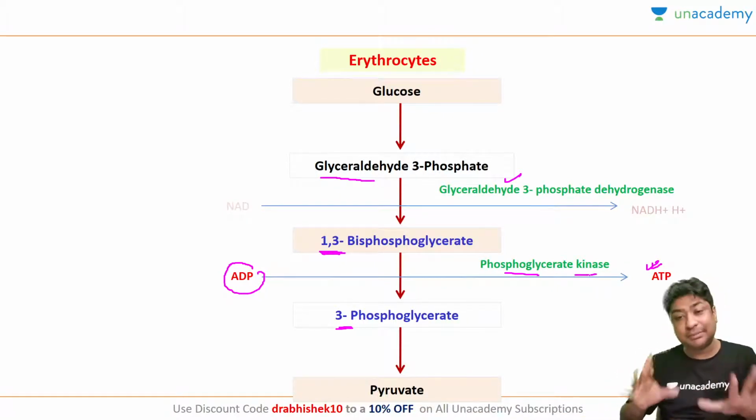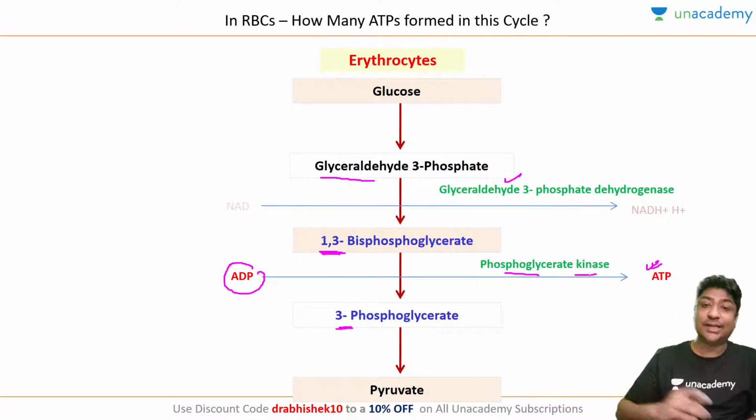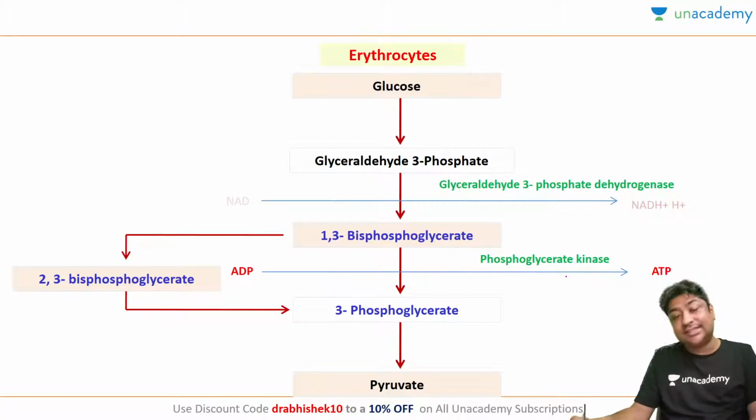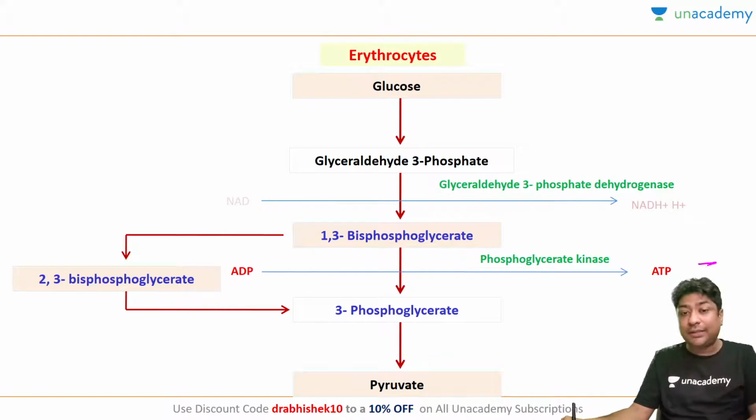So this is a very simple reaction. This is what is going to happen in your Rapoport-Luebering cycle. But imagine when this shunt is in. What is a shunt? A shunt is basically an alternate pathway. And in that alternate pathway, what happens?